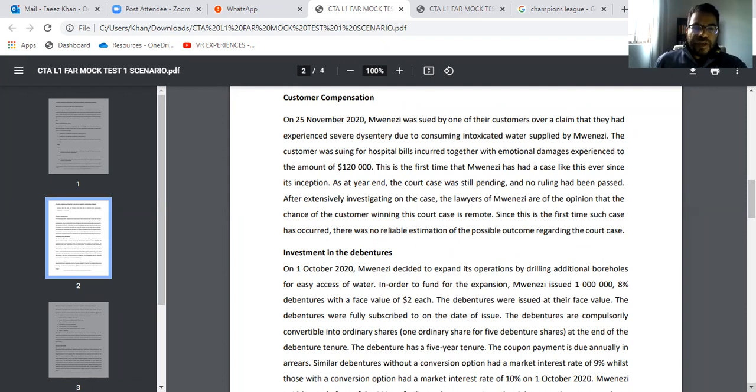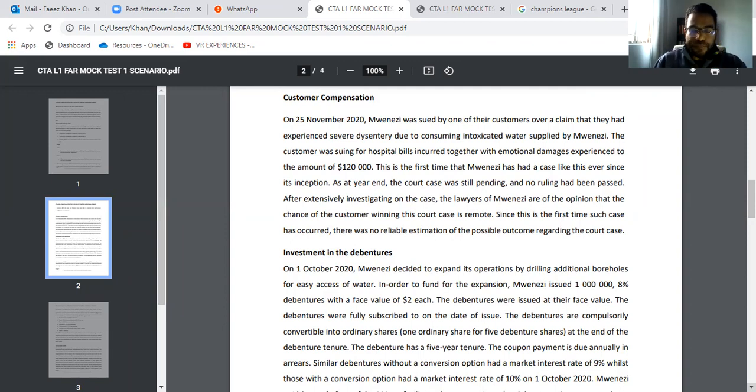Customer compensation. So let's say on 25 November 2020, still in the current financial year, Wenezi was sued by one of their customers over a claim that they had experienced severe dysentery due to consuming intoxicated water supplied by Wenezi. The customer was suing for hospital bills incurred together with emotional damages experienced to the amount of $120,000. This is the first time that Wenezi has had a case like this ever since its inception. As at year end, the court was still pending.